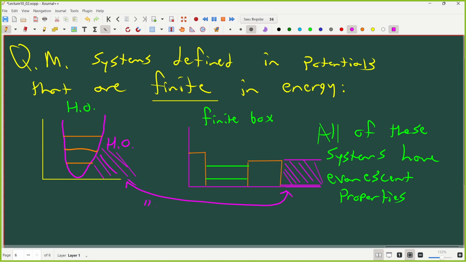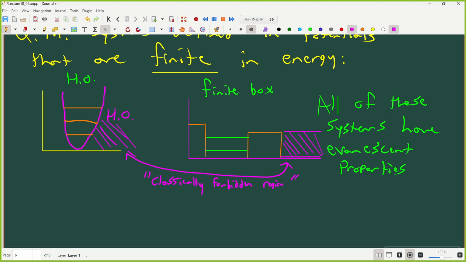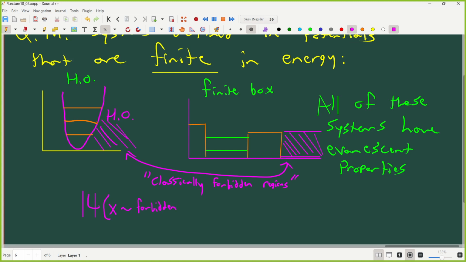these are what we call the classically forbidden regions. They're the parts of space that a classical particle can't reach, past the turning points of a harmonic oscillator or past the walls of a box. Regions, sorry, classically forbidden regions, not points. The wave function in these forbidden regions, ψ of x squared, is not equal to 0.